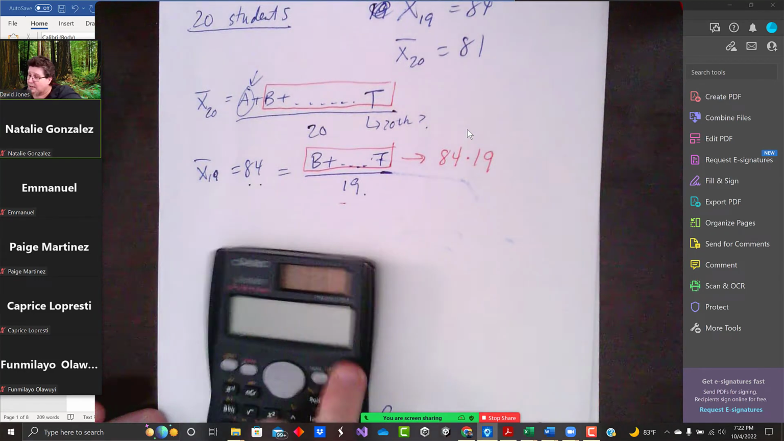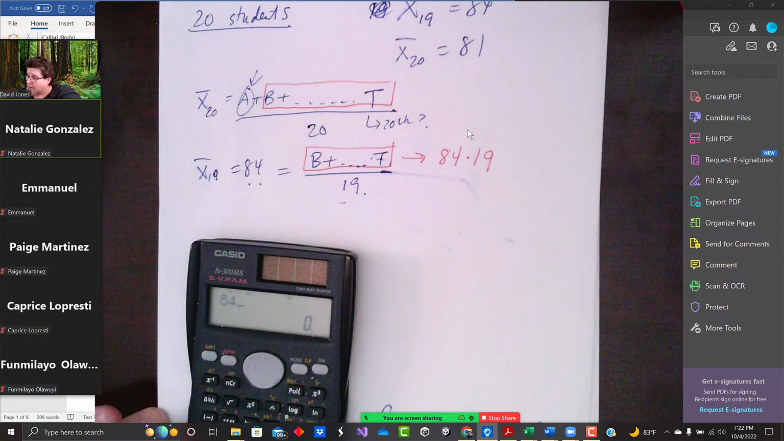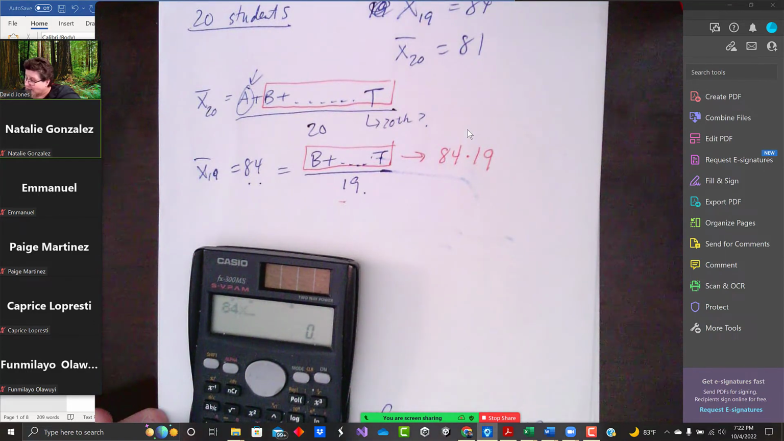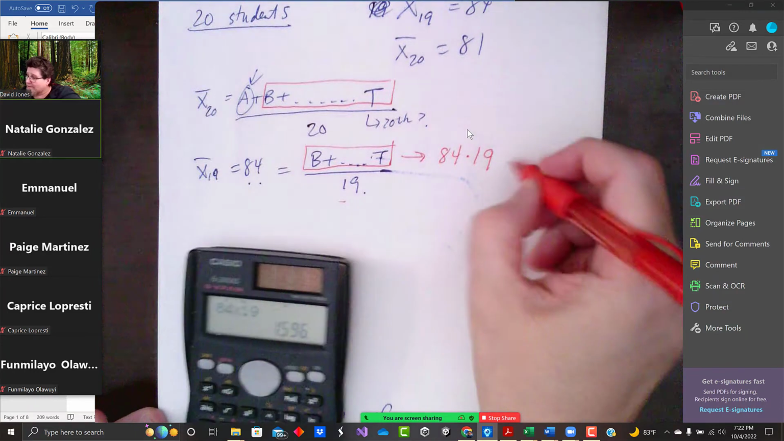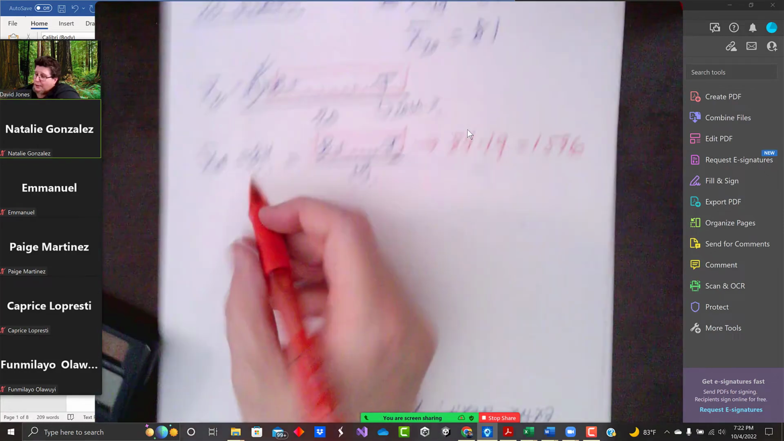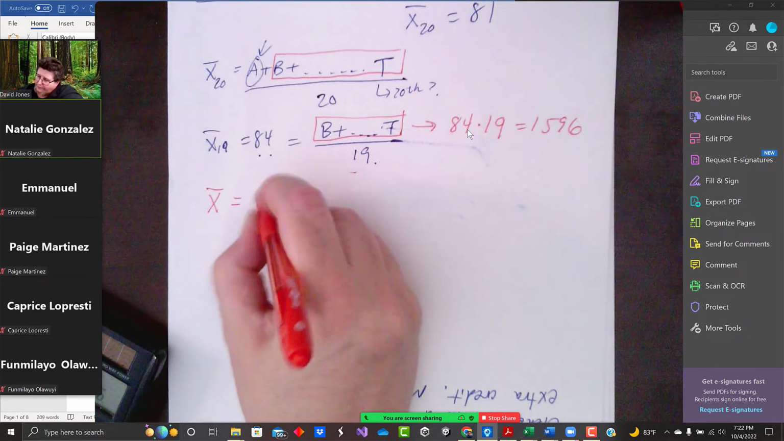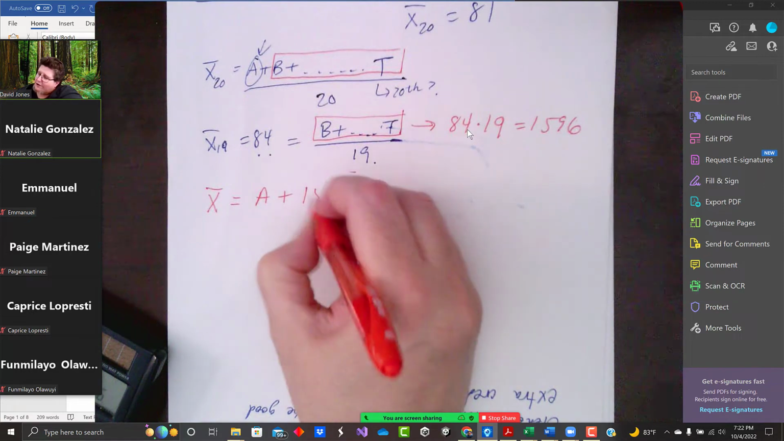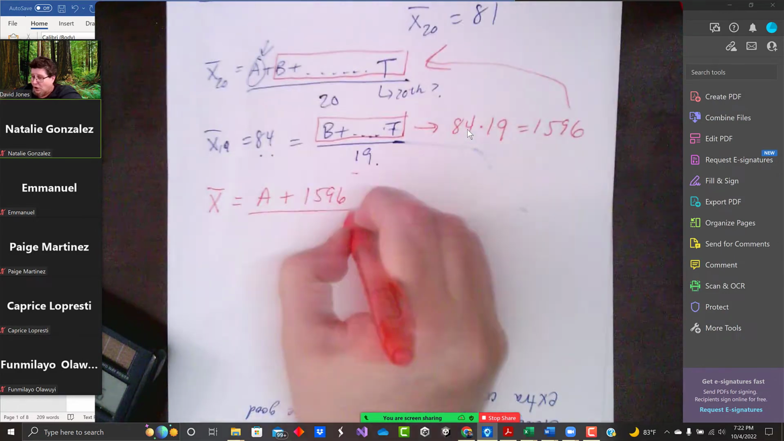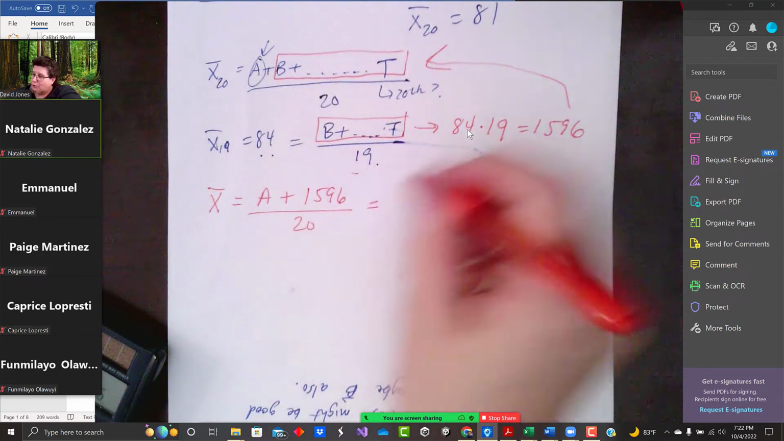Let's see what that is. Oops, I wrote plus. I deleted too many that time. 1,596. So I'm going to rewrite X bar. I've got A plus 1,596, I'm just replacing that right there, over 20. I know that has to equal 81.